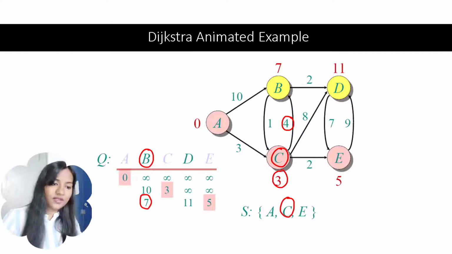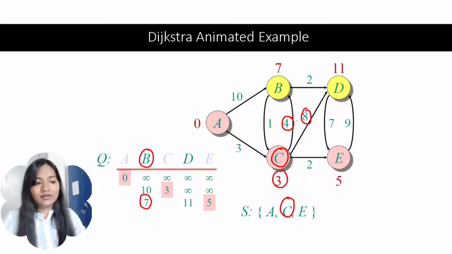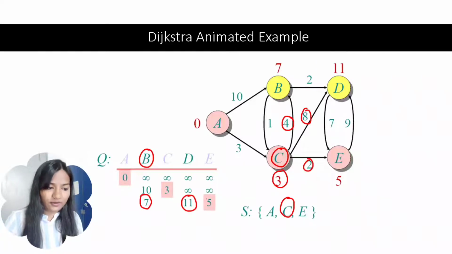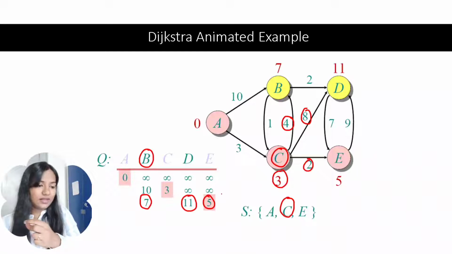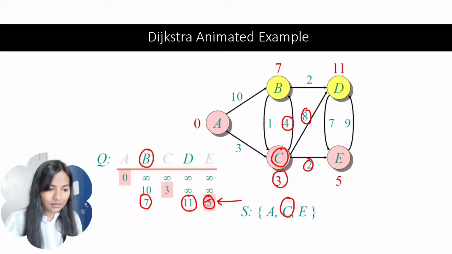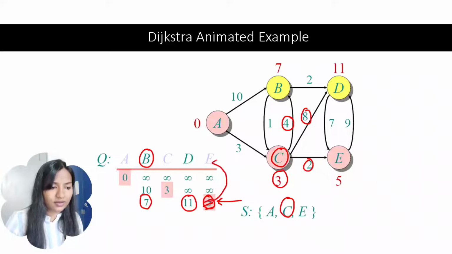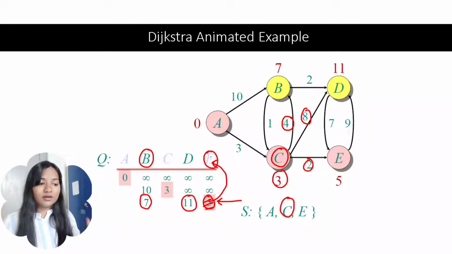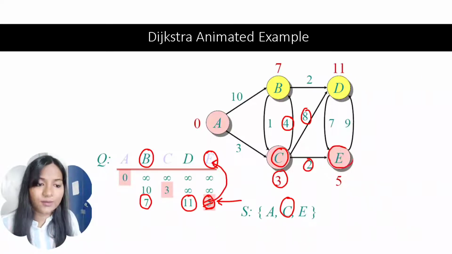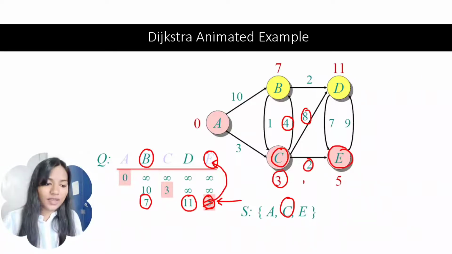Similarly, the distance between C and D is 8, and the distance between A and C is 3. So 8 plus 3 is 11, and 3 plus 2 is 5. Again, I will be selecting the shortest distance in this third row, that's 5. Which vertex is it? That's E. So the third vertex which I will be visiting is E. That's why this is pink in color now, and this is appended in the set S as well.